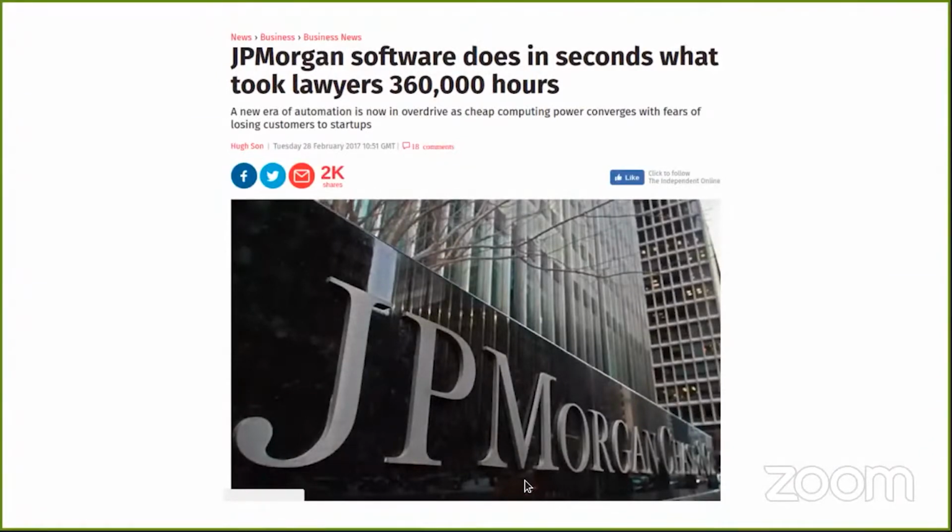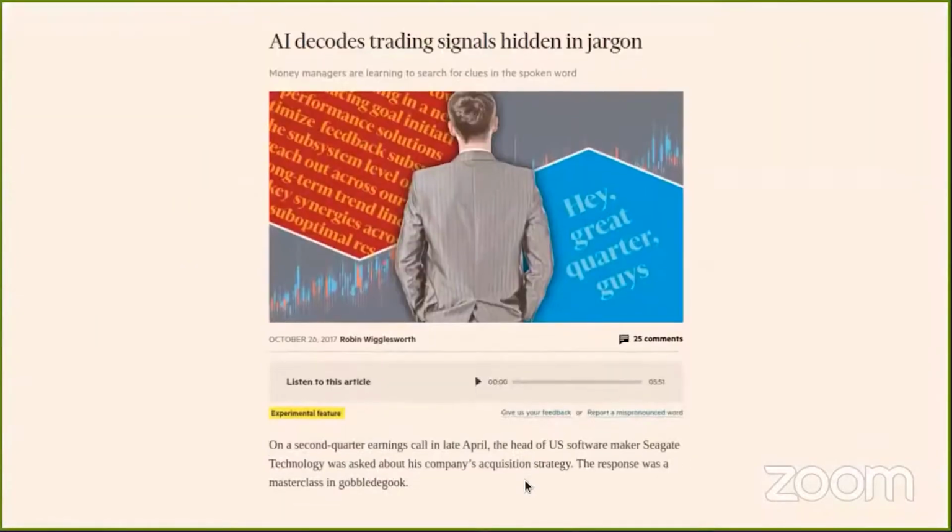So using NLP, natural language processing and AI, they can actually read documentation very, very quickly. We can actually start looking at the actual language people use on things like earnings calls for companies. Very interesting for insurance companies.